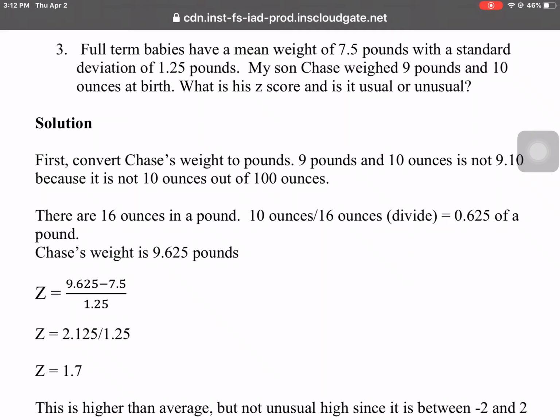So his weight was 9.625 pounds, changed to a decimal. So take his weight, subtract the mean, 7.5, divide by 1.25, and you get 1.7. Okay. It is higher than average, but not unusually high, since it's between -2 and 2. Okay, so that would be usual.